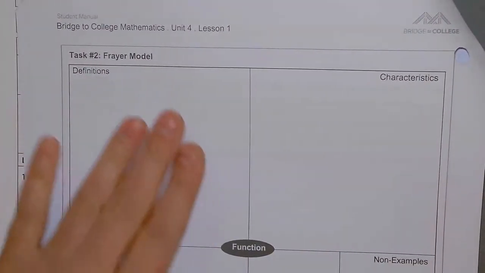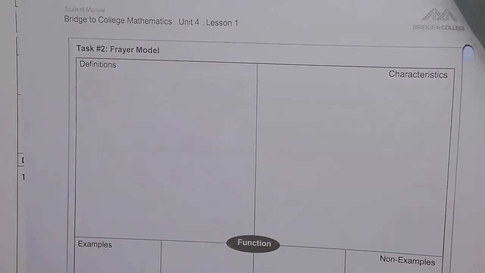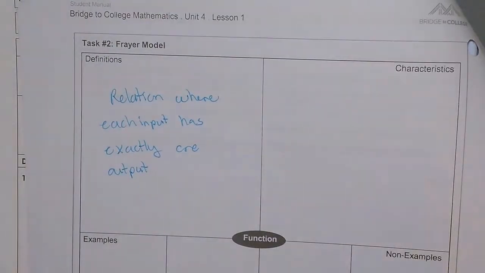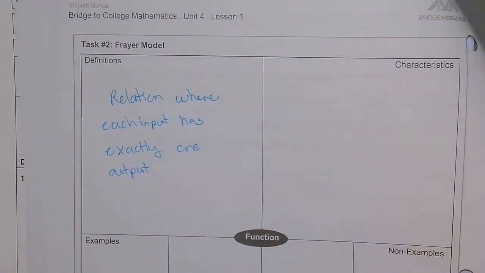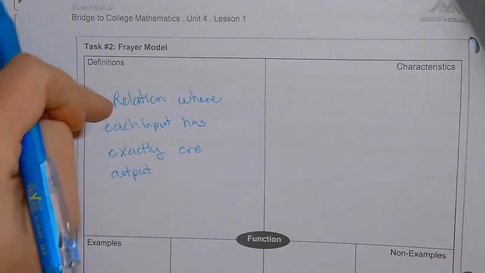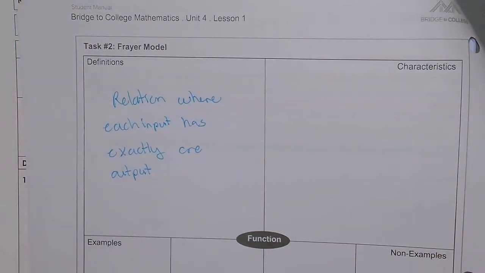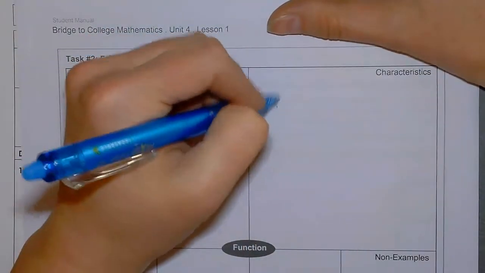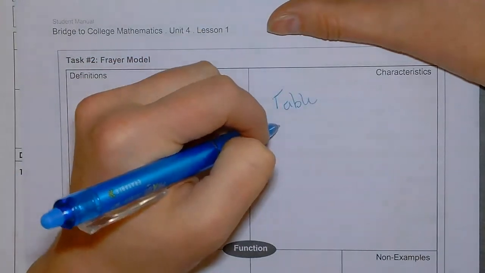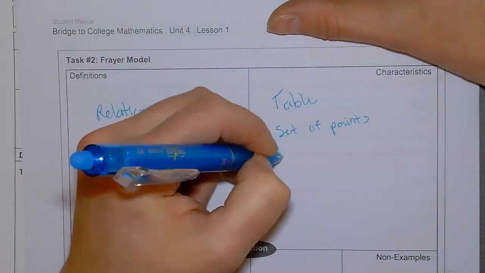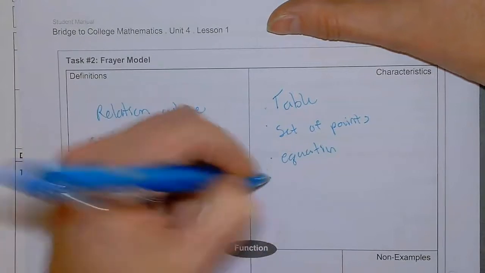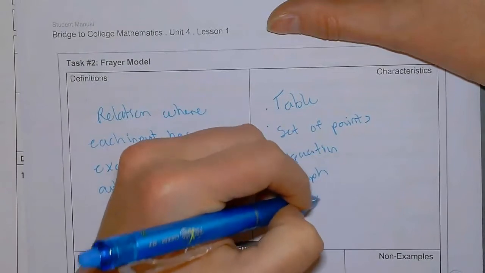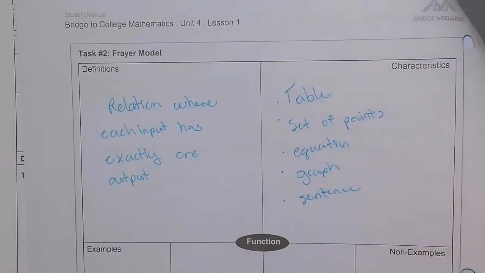The definition of a function: a relation where each input has exactly one output. You can look that up. Characteristics of a function: what I was aiming for here is we already defined relation as being a set of coordinate pairs. So remember that could be represented as a table, a set of points. It could be an equation. It could be a graph. It could even be a sentence. So there's lots of ways to represent a function.